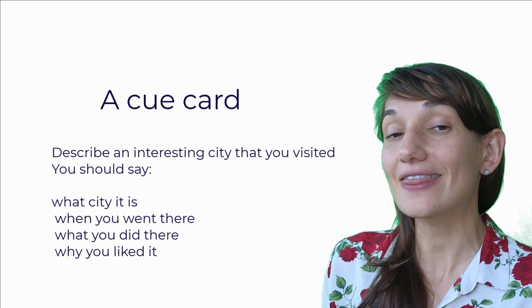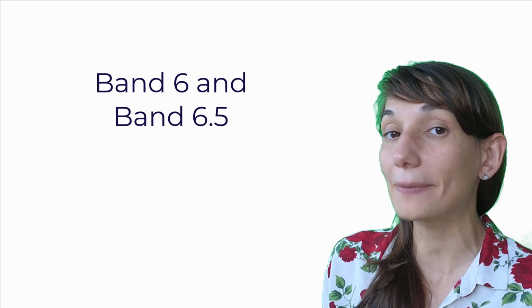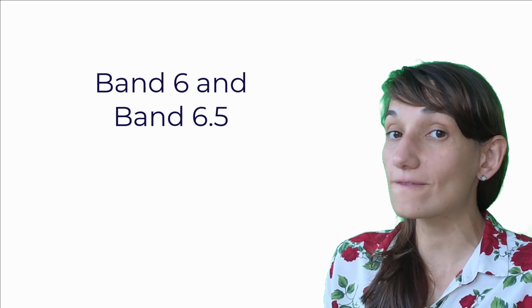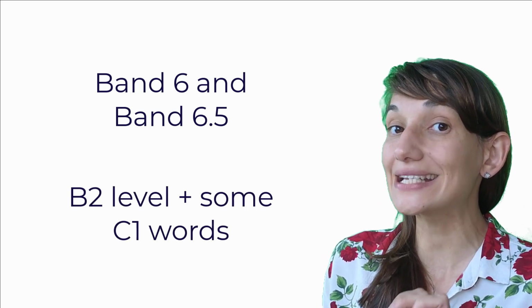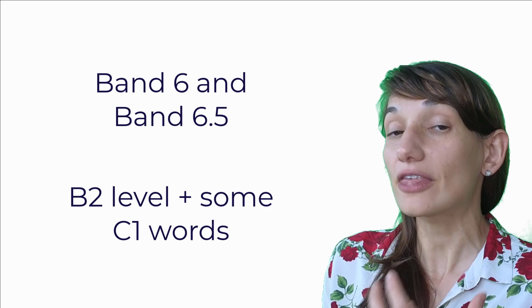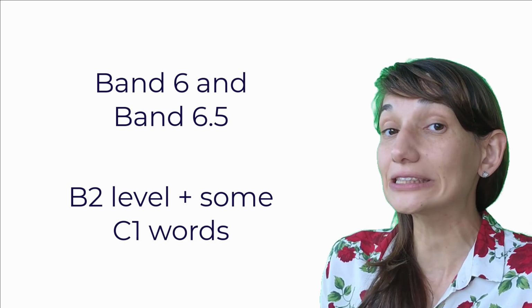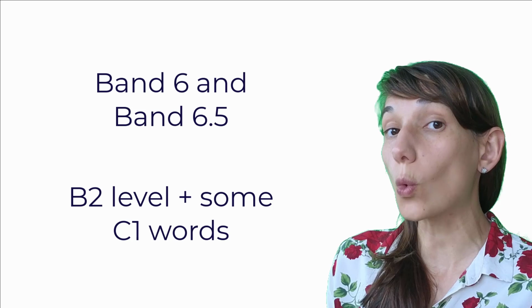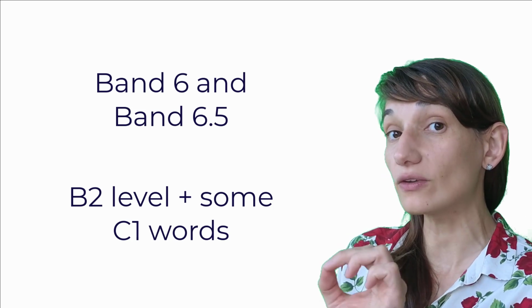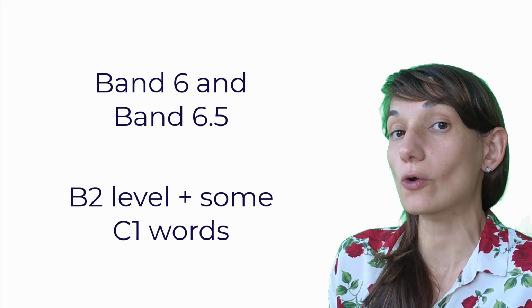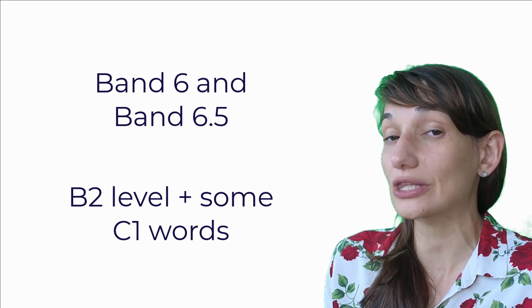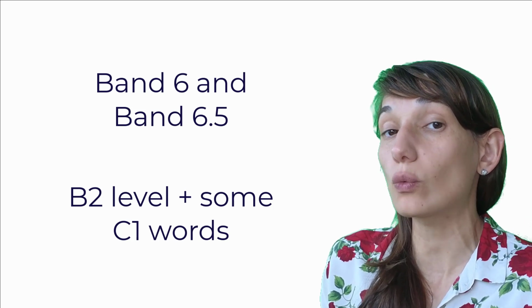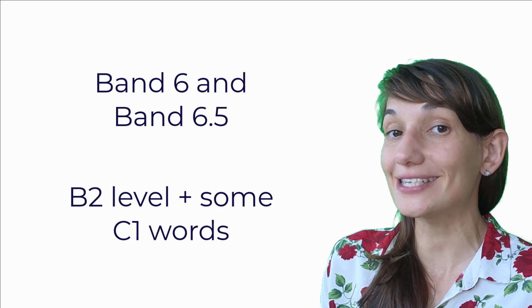This particular tutorial is for those who are aiming at band 6 and band 6.5. Therefore, the vocabulary that we cover in this tutorial is of upper intermediate level mainly. There are some words which are of advanced or C1 level, because if you want to achieve band 6.5, you do need to include already some C1 vocabulary, but still most of the vocabulary that you use for band 6.5 will be of upper intermediate level.